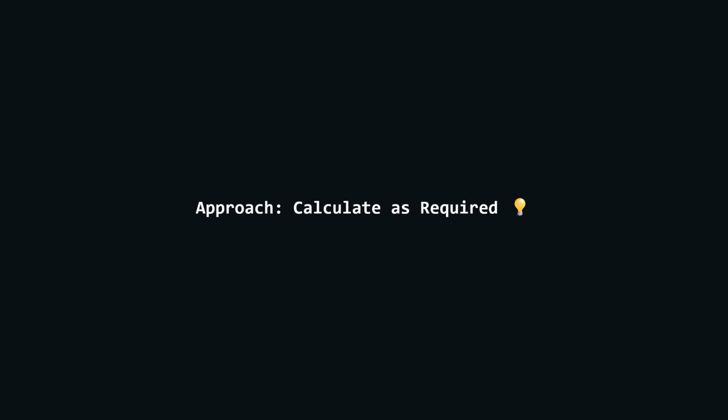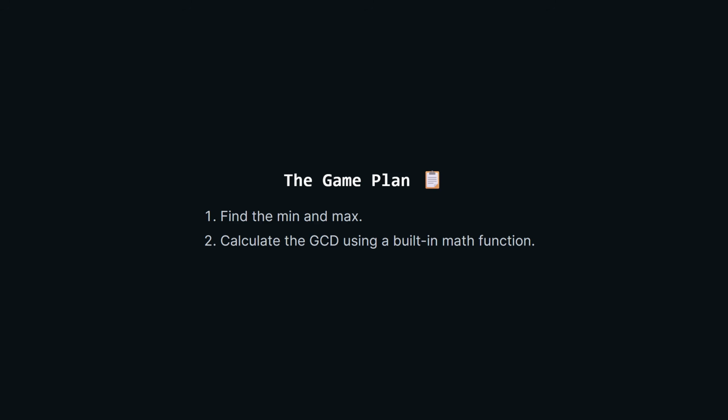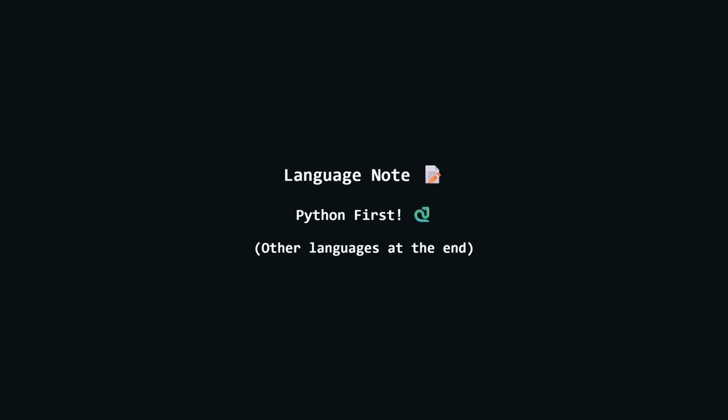The approach given in the editorial is incredibly straightforward. We literally just calculate things exactly as the problem requires. There are no crazy tricks here. We will just grab the min, grab the max, and hand them off to a built-in math function to do the heavy lifting. We are going to build this in Python first, because Python's standard library makes this almost too easy.